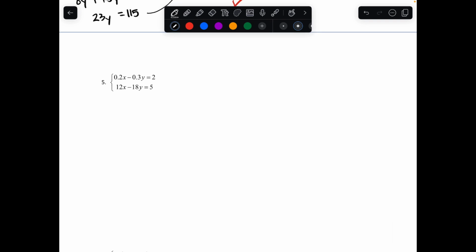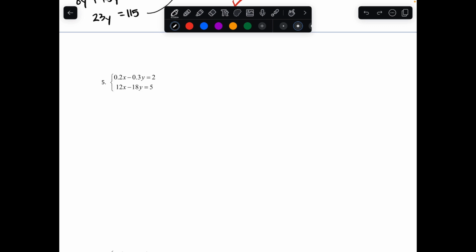Moving on to number 5, we have another system of equations, and this time I'm going to use the addition method, again, just for the sake of practicing a different method. So I want to try and get opposite coefficients. Now I think turning a 12 into a decimal is going to be harder than turning this decimal into an integer. So I'm going to multiply my top equation by a number to try and get it equal to 12.